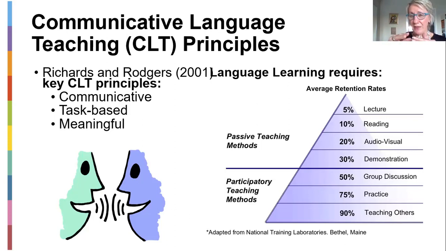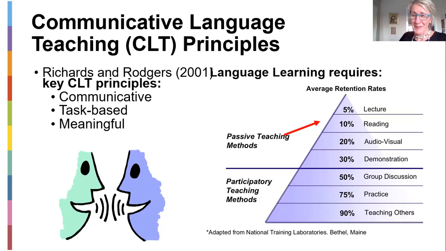But if you're getting together in a group and discussing something, that's 50%. That's why discussion is so important. If you get them to practice, they must now take what they've learned and practice it, like me, practicing what I was doing this morning so I can become better at it. So practice is always important: 75%. And if you get them to teach others, 90% is retained. So that is very, very important.